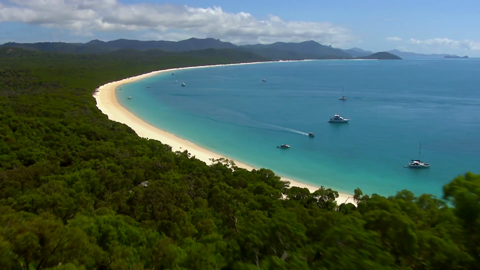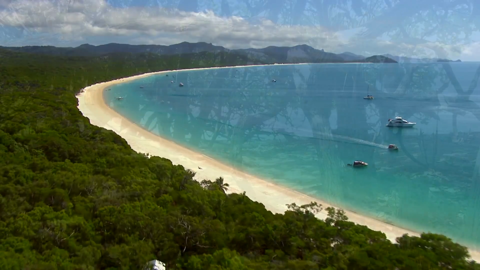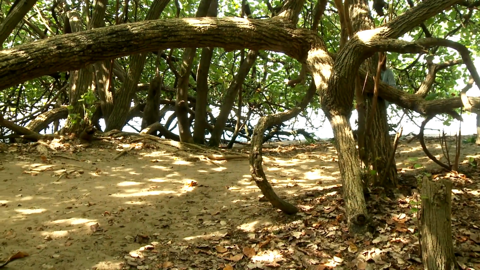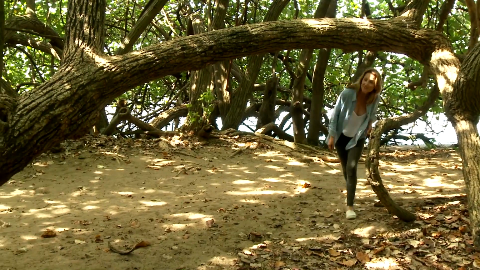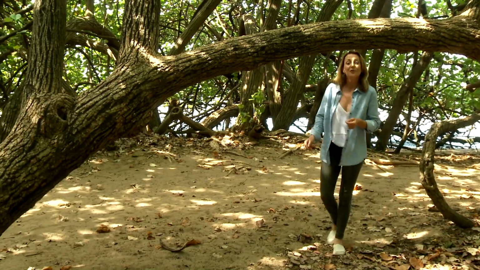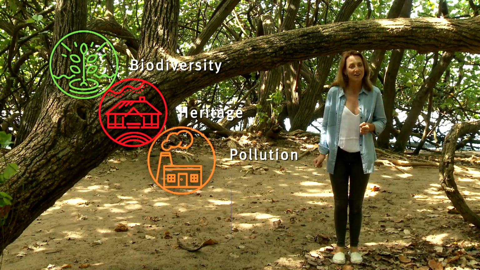This is the 6th report for Queensland and the first to be published in a web-based format. It's a snapshot of the current state of Queensland's environment. It's been compiled as an interactive web-based product based around 4 major themes: biodiversity, heritage, pollution and climate.